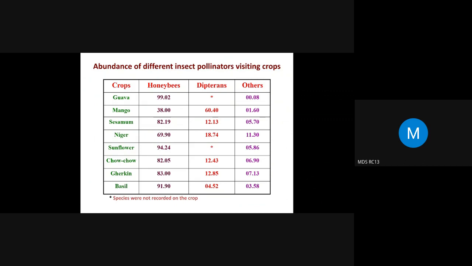There are many research records. Research has been done regarding pollination behavior, bee behavior, honeybee behavior, and different pollinators are recorded on different crops. Honeybees constitute the major portion of pollinators.